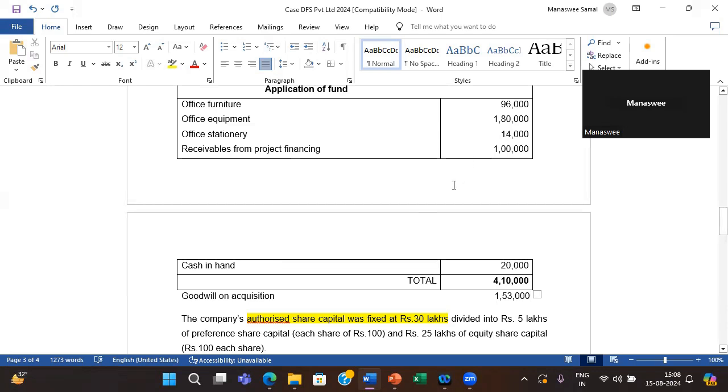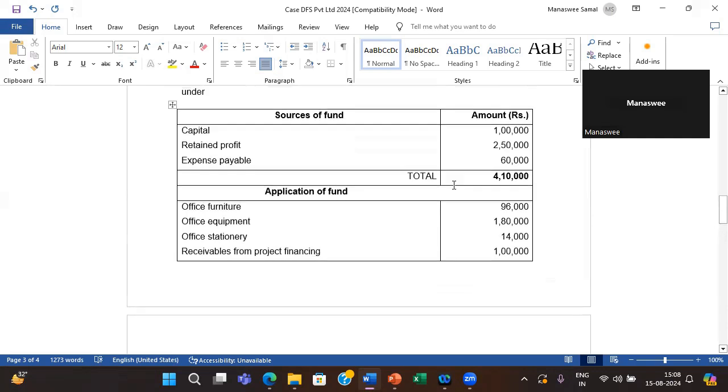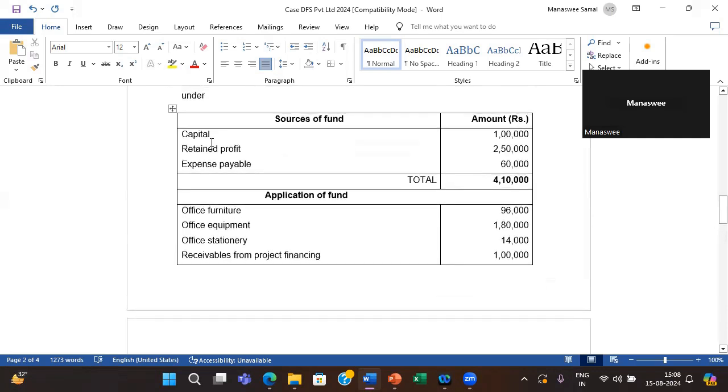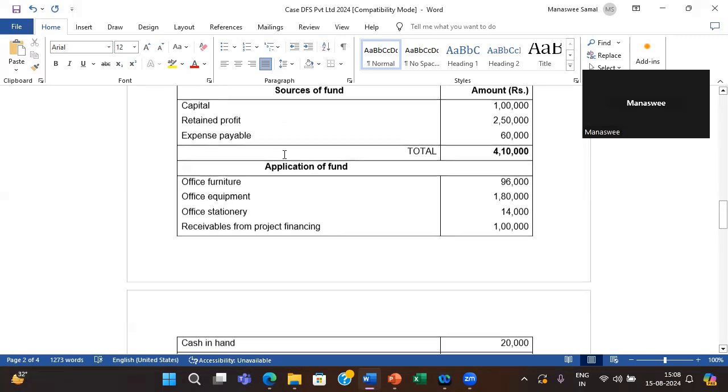Then coming to the other side of the balance sheet, capital and retained profit. These are the figures in the balance sheet of Smita and Co. These individual items do not have any implication for DFS Private Limited's balance sheet. There you will have straight equity share capital 5 lakhs and expense payable 60,000. So total is 5 lakh 60.